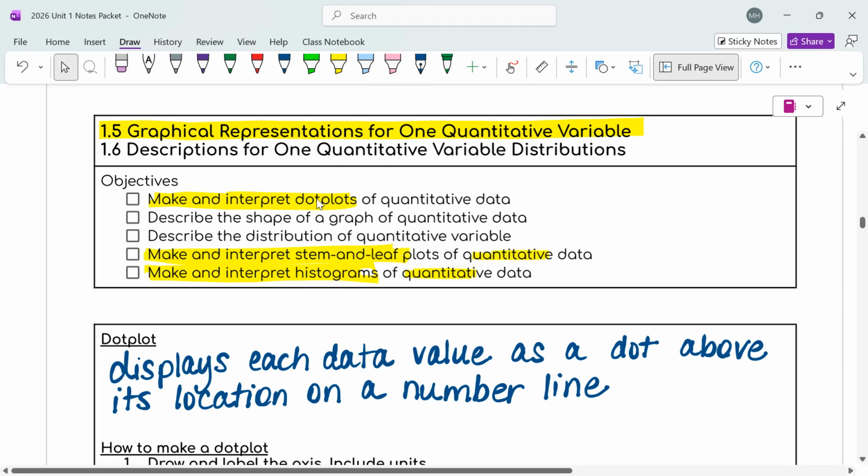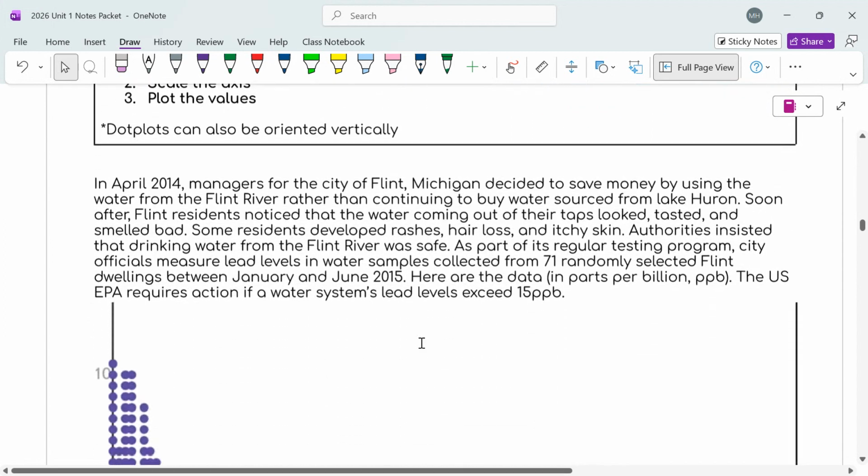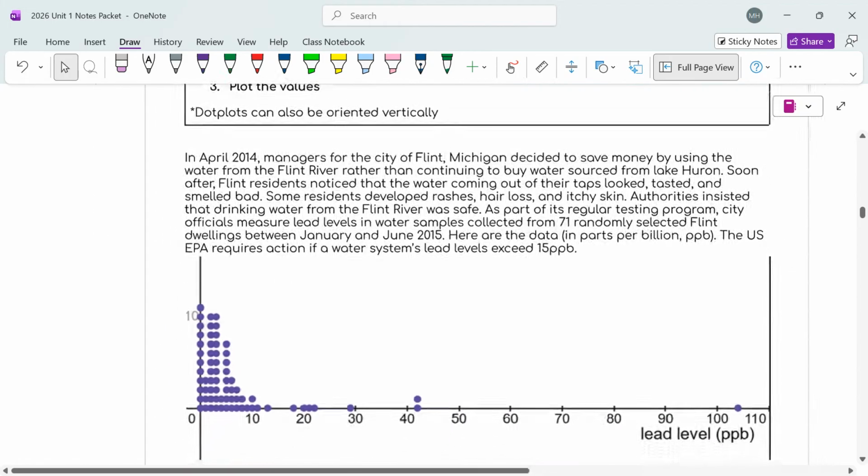So let's start first with dot plots. We've got three types of graphs. Let's start with dot plots. Dot plots display each data value as a dot above its location on a number line. So there's some directions right here about what you need to do to make your dot plot. You can also switch and orient your dot plot vertically. It's kind of whichever makes more sense for the space that you have. So here is an example of a dot plot that you might see.